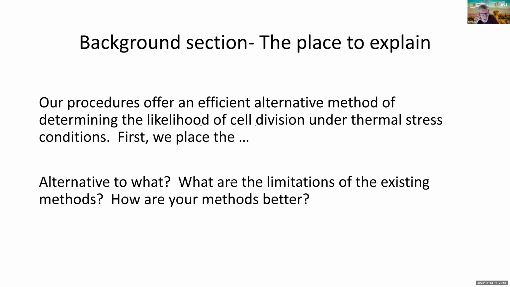Next slide, please. Background section again, the place to explain. I've seen things like, our procedure is an efficient and alternative method of determining the likelihood of something such as cell division under thermal stress conditions. First, we place again, alternative to what? What are the limitations? What are the problems with the dominant existing methods? This is the same thing. There's a parallel issue with theory. Same thing with methods. How are your methods better? Quite simply, how are they better?